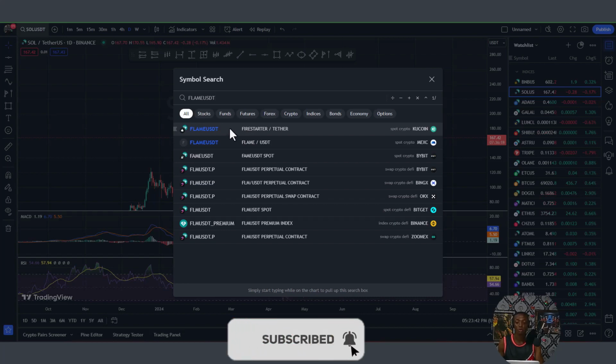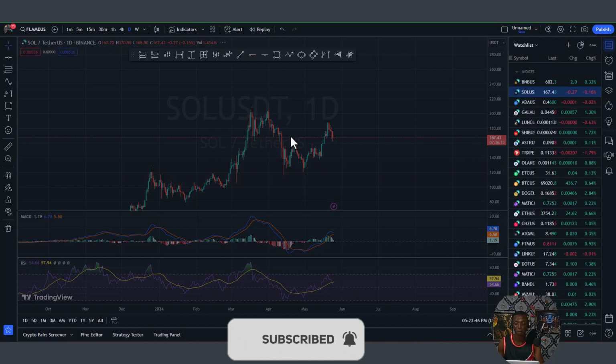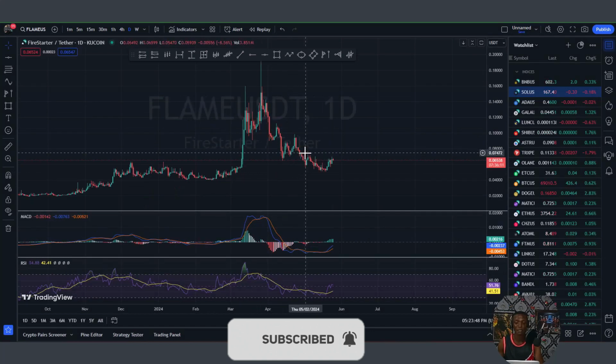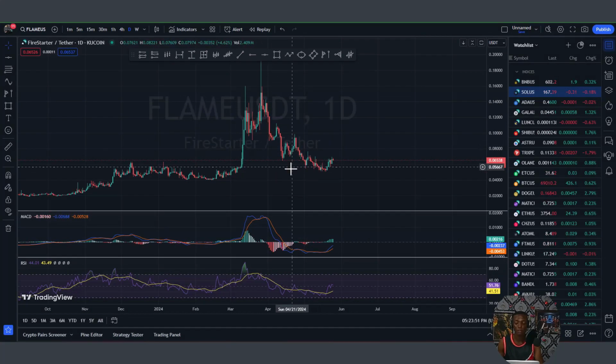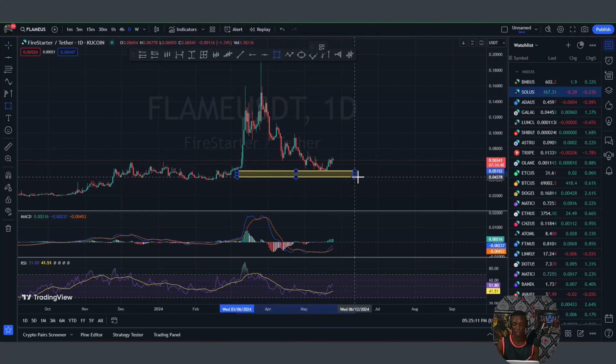Okay, so we'll go to this first one, KuCoin, and click on it. So on my chart here, I'll be using RSI and MACD. Okay, as you can see, this is the chart on a daily time frame. Okay, so as you can see, there is support here. Okay, there is support here.